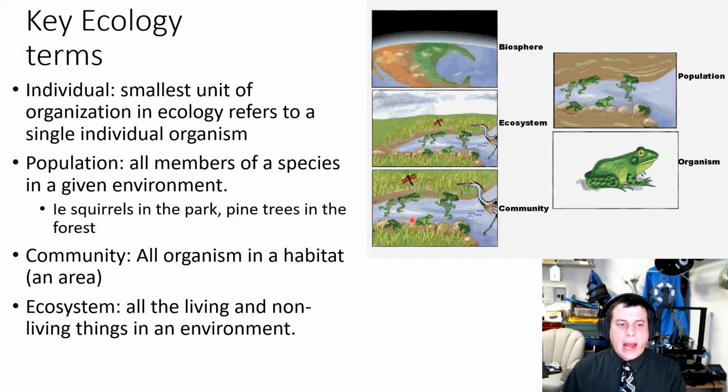So that's the grass, the frogs, the dragonflies, the cranes, all that stuff. And then you have the ecosystem. That's all of these living things plus those abiotic factors. And then eventually you get up to the biosphere, which is all the living stuff on our whole planet.